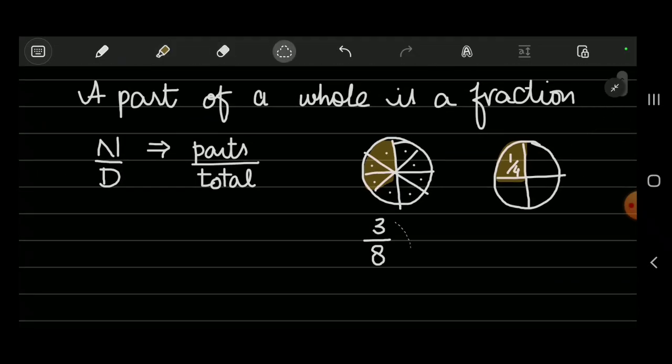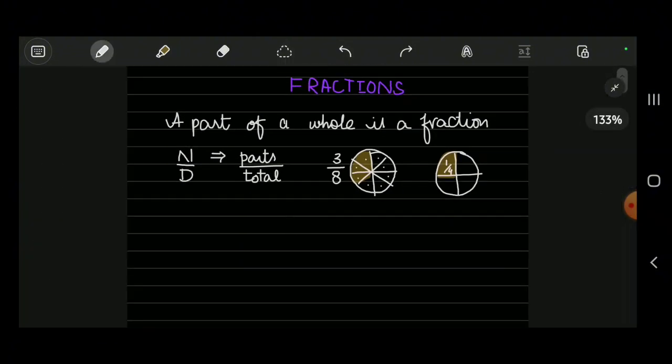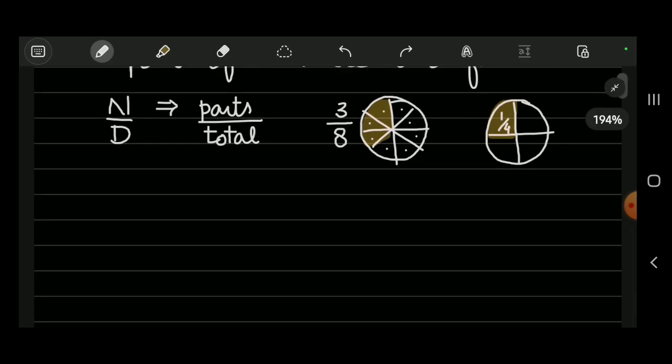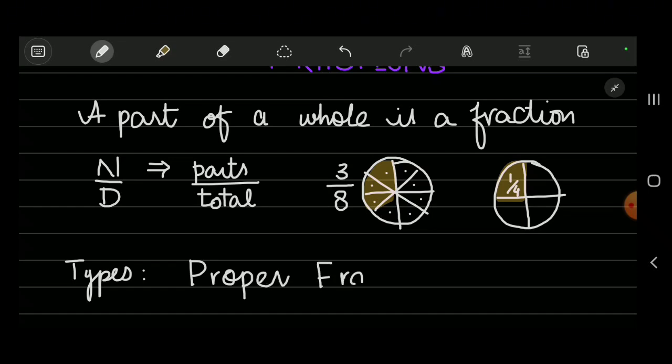Now let's move to the next thing. How many types of fractions are there? There are basically 3 types of fractions. First is proper fraction. A proper fraction is a fraction in which the numerator is smaller than the denominator.